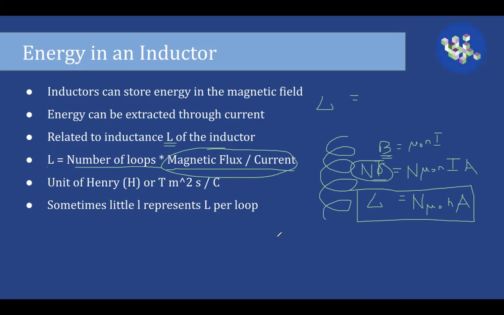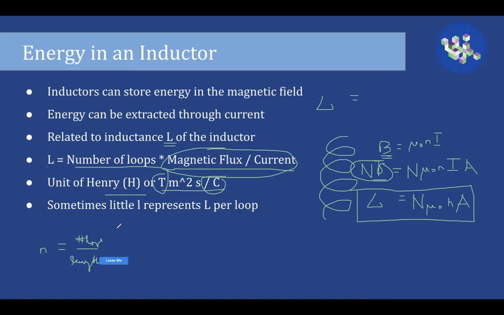Okay, so if you work out the units, you'll find it has units of what's called Henry. It's named after some scientist. It has units of Tesla meter squared second per Coulomb. Remember, Tesla is the unit of the magnetic field, and you all know Coulomb is the unit of electric charge. Also remember how we said that the small n was equal to the number of loops per unit length.